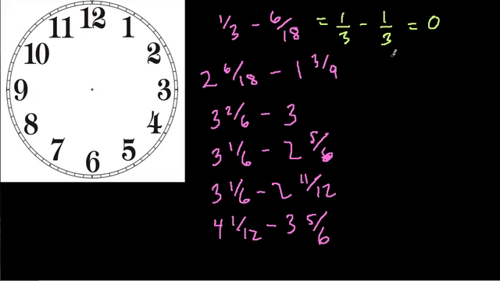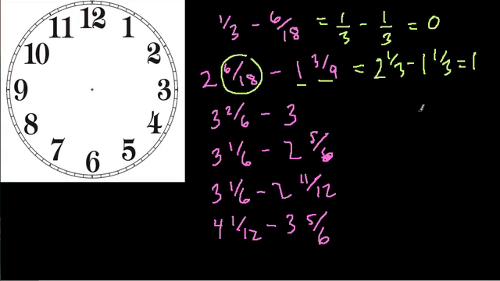This is nothing. Great. Now we have 2 and 6/18. Well, there's that 6/18 again. Think of this as 2 and a third minus 1 and 3/9. 3/9 again, divide numerator and denominator by 3 and we get a third. So if you have 2 and a third minus 1 and a third, that's like 2 hours and 20 minutes minus 1 hour and 20 minutes. You have an hour. That's the hour difference there.